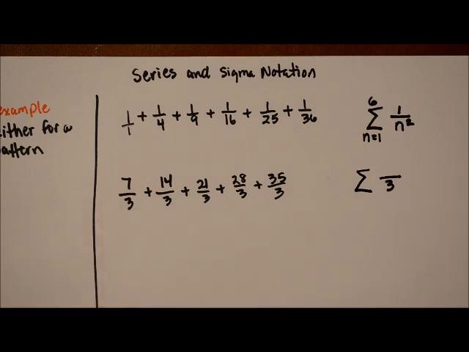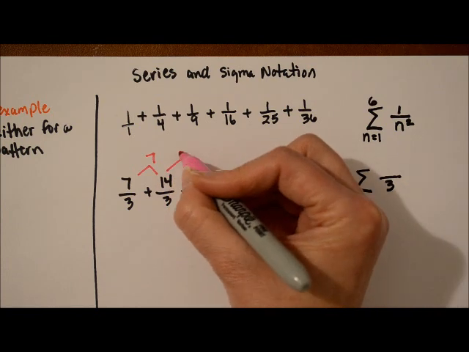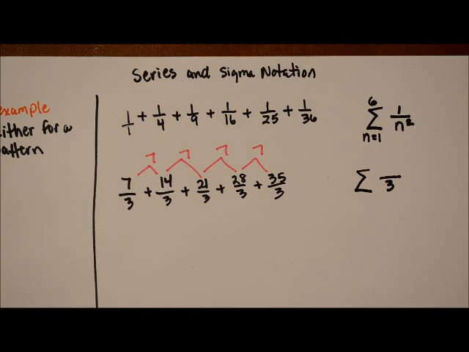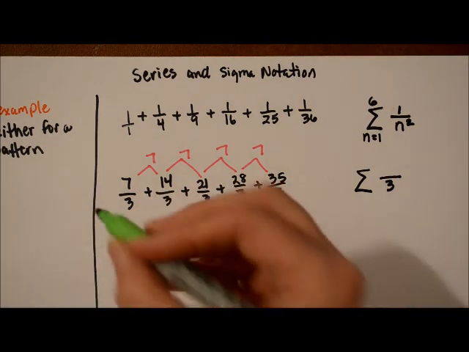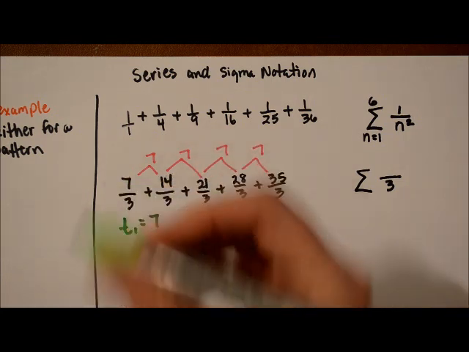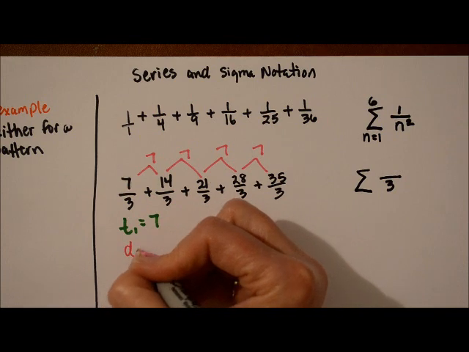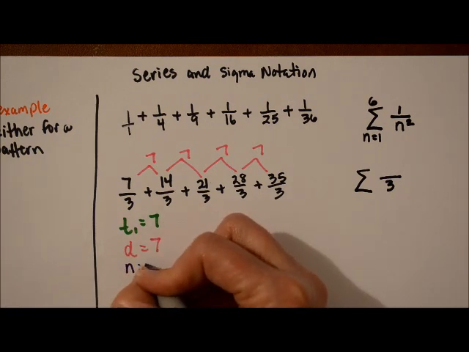Well, look, here's the difference. What's the difference here? Oh, it's 7. And here, 7. And here, 7. And here, 7. Oh, that's an arithmetic series. So I'm going to treat it like an arithmetic series, where I know that, and we've done this one in our notes, T1 equals 7. T1 is 7. D, I have trouble with D for some reason, also equals 7. And N just equals N.